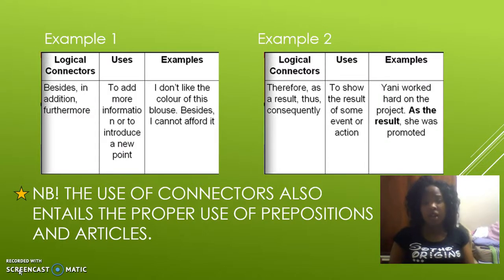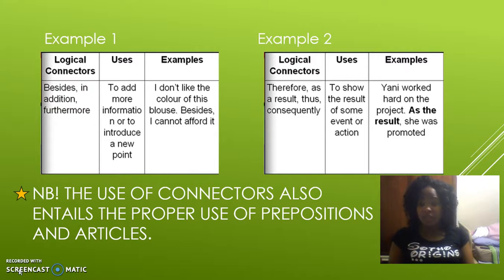Now we have two examples here where we use logical connectors. They used logical connectors such as besides, in addition, or furthermore, and then they explain the use as to add more information or to introduce a new point. The example says, I don't like the color of the blouse. Besides, I cannot afford it. Now, the logical connector there is besides. It connects the idea that the person speaking does not like the color of the blouse, but even if she liked the color of the blouse, she would not be able to afford it. That's why they used the logical connector besides.